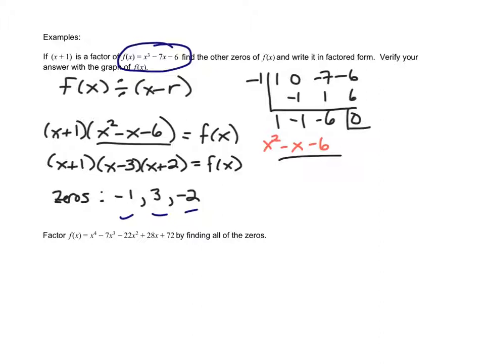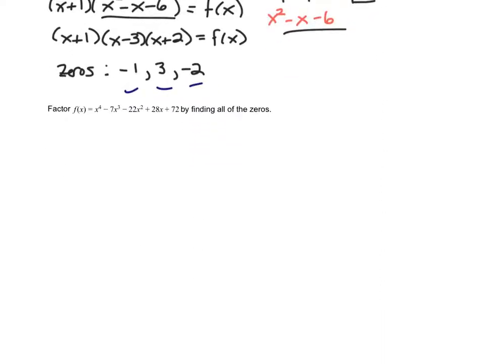So look at our last one. The last one says factor x to the 4th minus 7x cubed minus 22x squared plus 28x plus 72 by finding all the zeros. Well, unfortunately, like the last one, this one does not give us one to start with. It just says here's the polynomial. So generally what we'll do is we'll first start by finding the possible rational zeros.